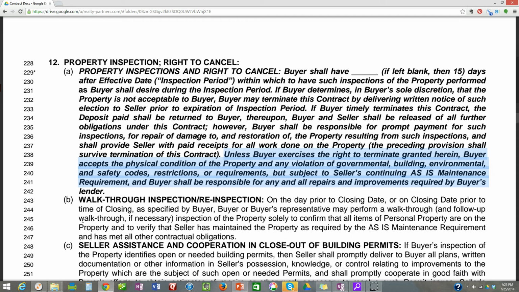On a traditional contract, you have additional inspections spelled out. Here, it's pretty broad. Okay.